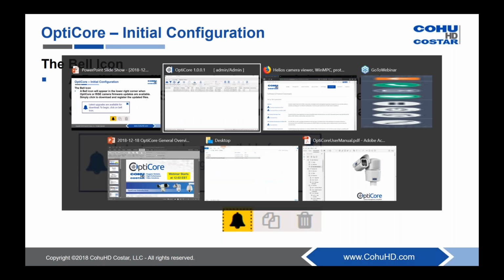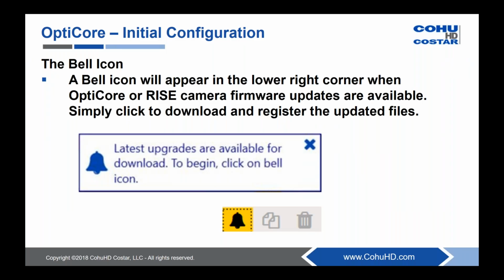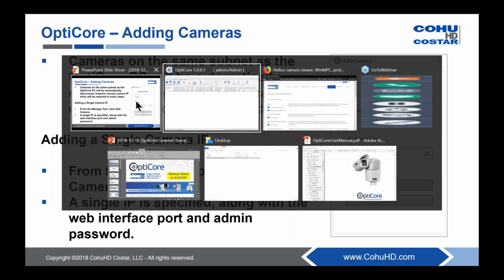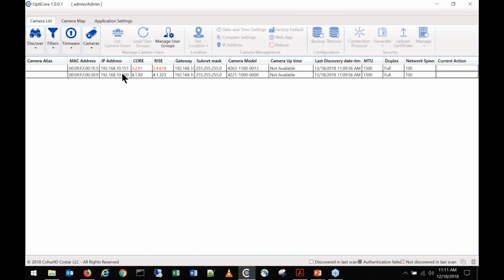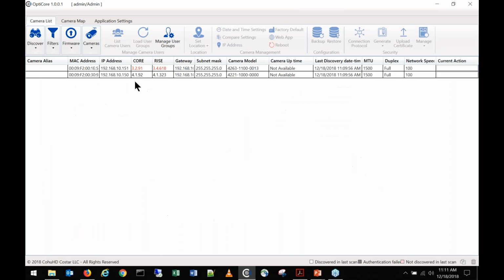Okay, so that download is done. You can see that the latest files have been downloaded. That bell icon won't be present unless there's an update available. As we mentioned, cameras on that same subnet, in this case my local subnet, 192.168.10, have been automatically discovered. However, we realize that most everyone's installation won't have the cameras in the same subnet as the desktop PC. So we can add cameras a few different ways.